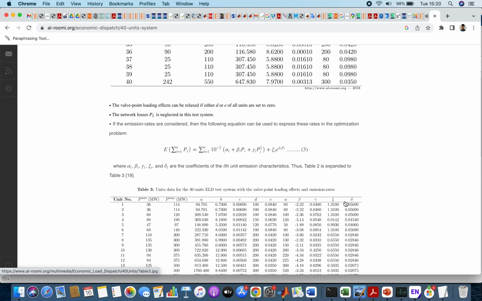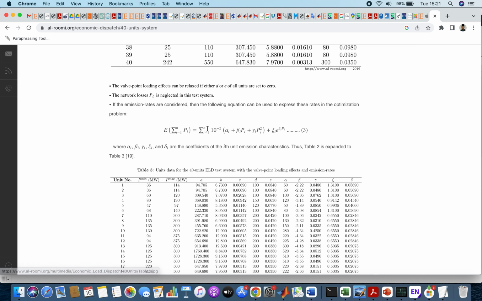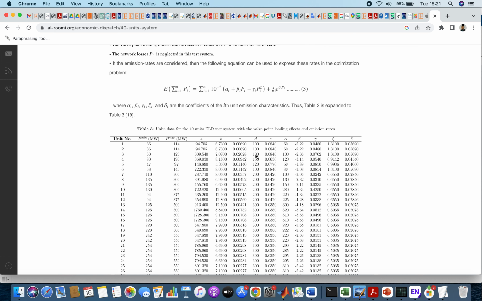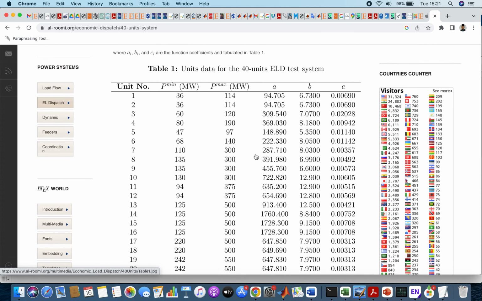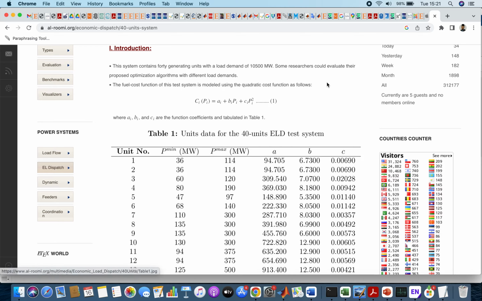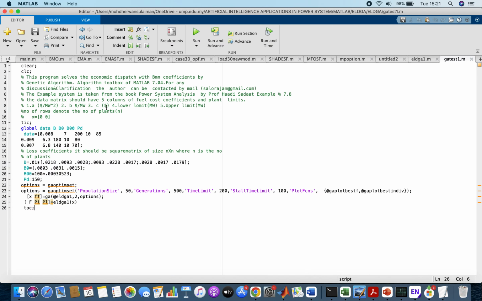And this one, if you consider the emission, is the extension. So what you need to do is arrange everything into a matrix like this. This is a simple example. The code is just like this.